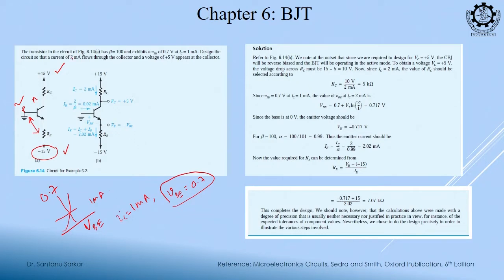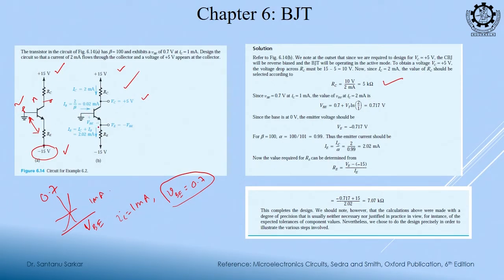Okay. If a current of 2 milliampere flows through the collector and a voltage of 5 volt appears at the collector. So, this voltage is given, 5 volt. If this is 15 volt, this is 5 volt, and the current is 2 milliampere, what do you have to figure out? RC. Do it. RC is equal to, how to do it? 15 minus 5 by 2. So, 10 by 2 is equal to 5 kilo ohm. So, RC is found.